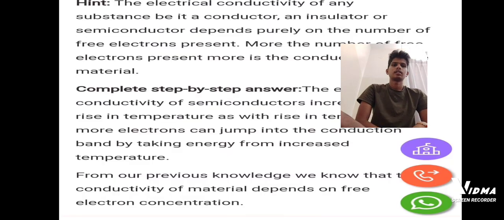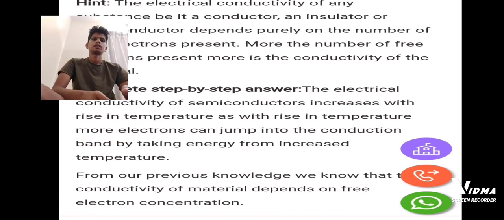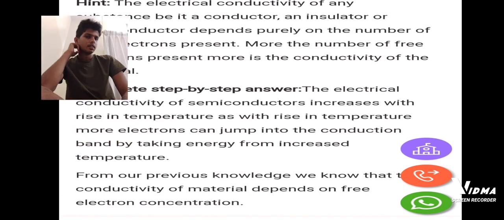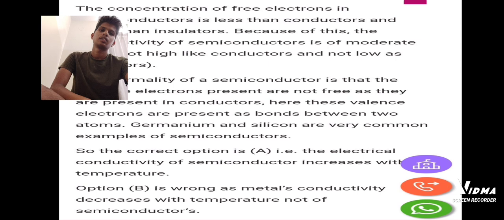The electrical conductivity of a substance, whether a conductor, an insulator or a semiconductor, depends purely on the number of free electrons present. The more electrons present, the more the conductivity of the material. Step by step: the electrical conductivity of a semiconductor increases with a rise in temperature. With a rise in temperature, more electrons can jump into the conduction band by taking energy from the increased temperature. From our previous knowledge, we know that the conductivity of a material depends on free electron concentration.